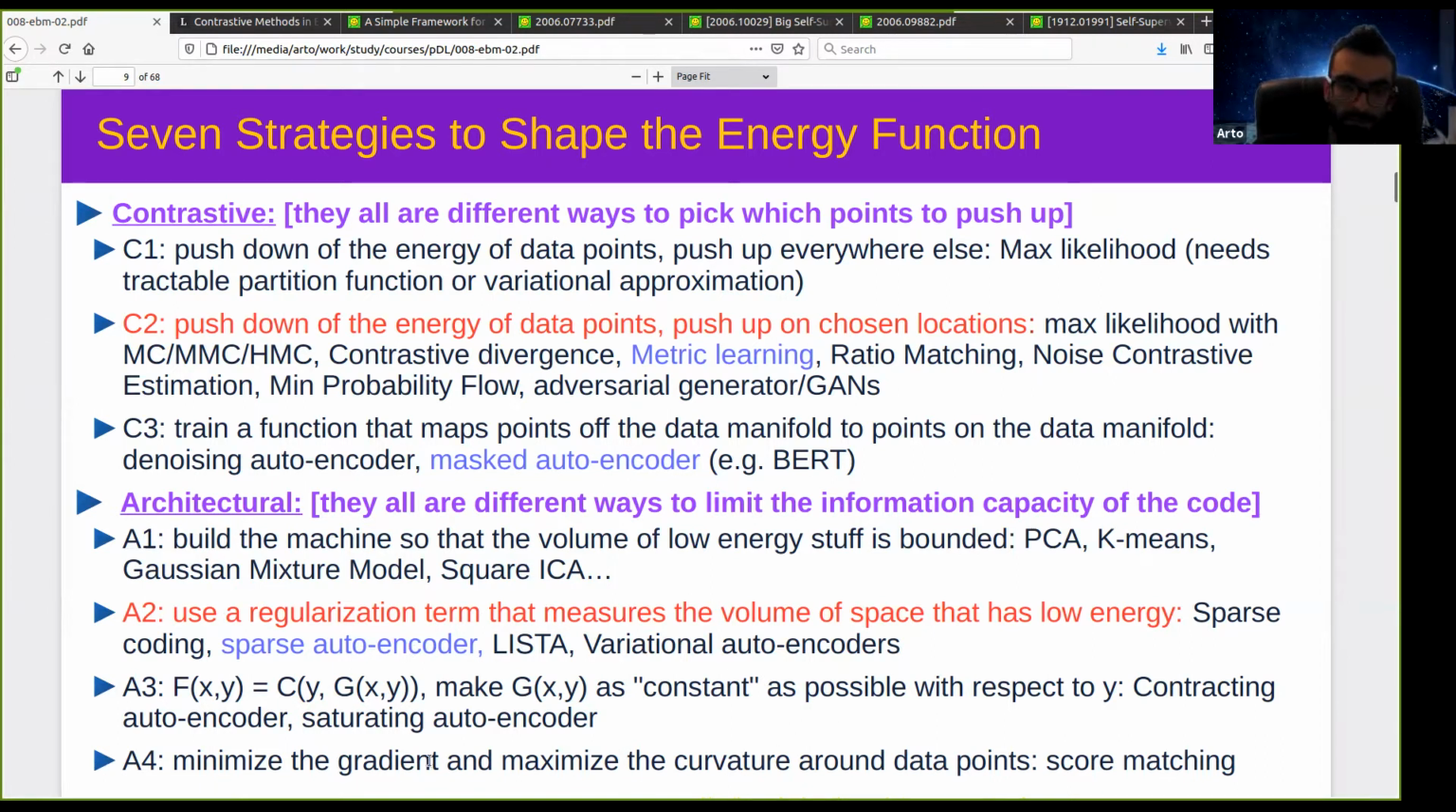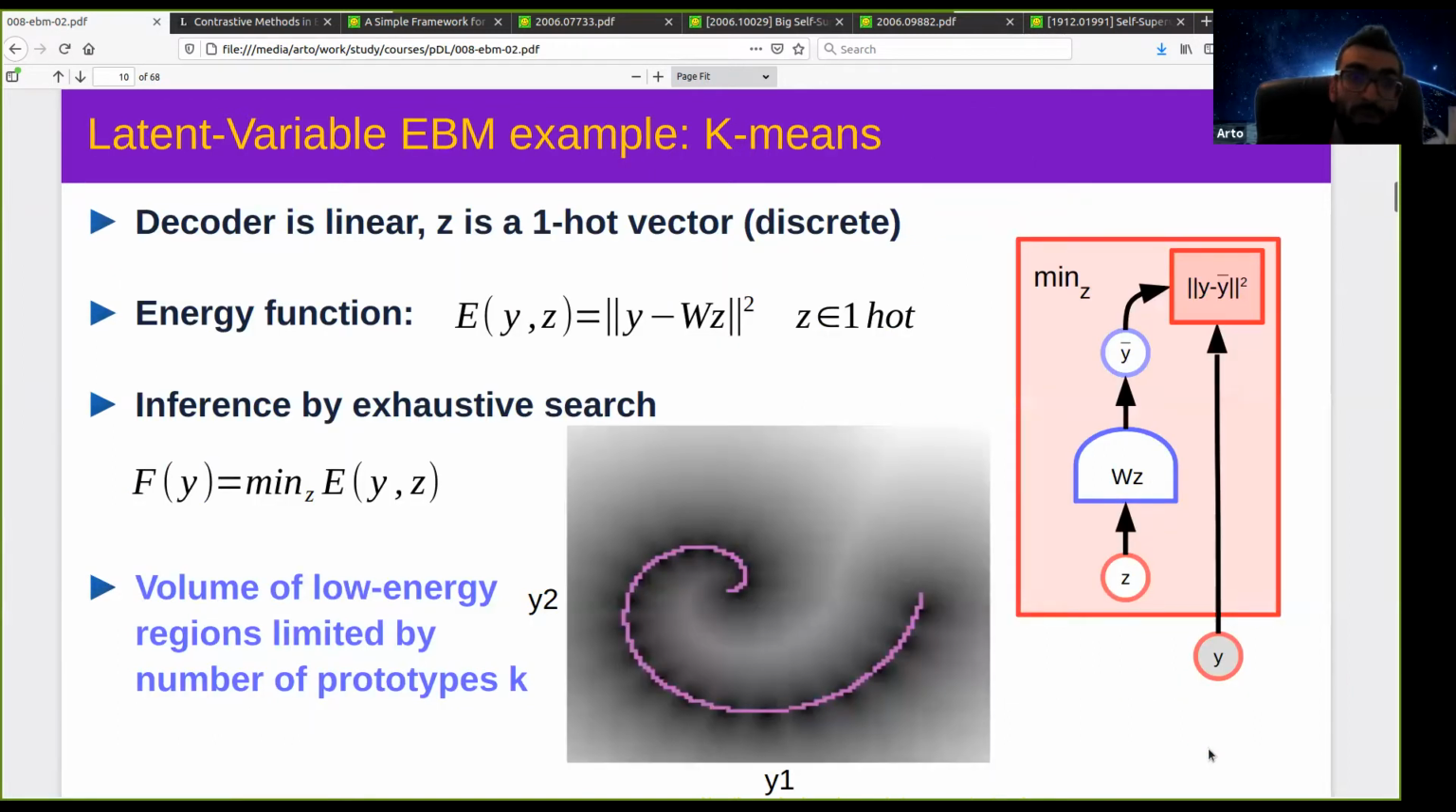And there are also other architectural methods like contracting autoencoders, saturating autoencoders, and score matching. But those are not the focus of this lecture.